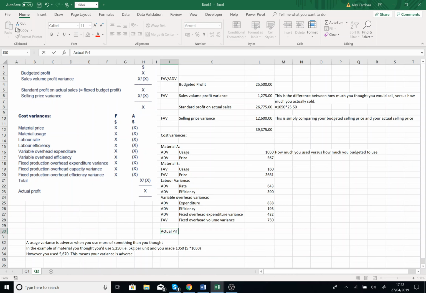Actual profit. We'll just be working this out. So anything that's adverse, you minus. So you go minus, minus, plus, plus, minus, minus, minus, minus, minus, plus. Okay? And that way should be your answer.